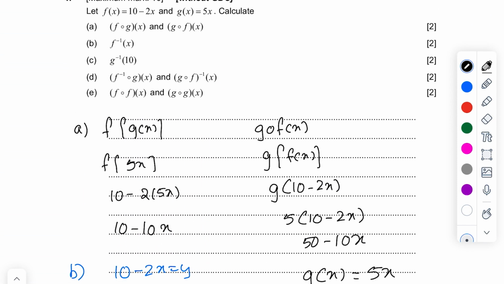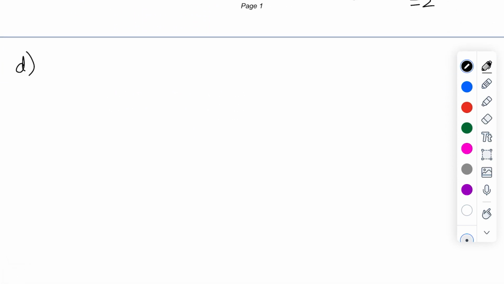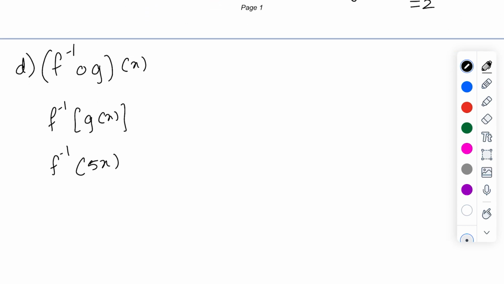Next, f inverse circle g of x. So part D, f inverse circle g of x. So f inverse of g of x. What is g of x? G of x is 5x. F inverse of 5x. So plug in that one over here. So it becomes 10 minus 5x upon 2.